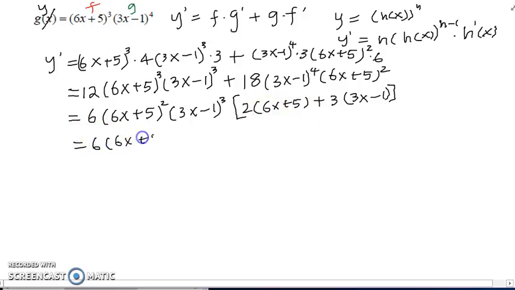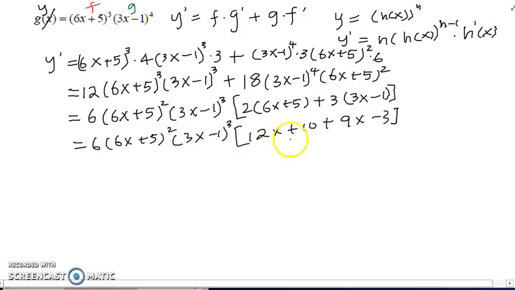(6x + 5) squared, (3x - 1) cubed, just repeat copying them. And then that would be 12x plus 10, because of distributing, plus 9x minus 3. This combines as 21x and then plus 7. So the answer is (6x + 5) squared, (3x - 1) cubed, and then 21x, 10 minus 3 is 7, plus 7.